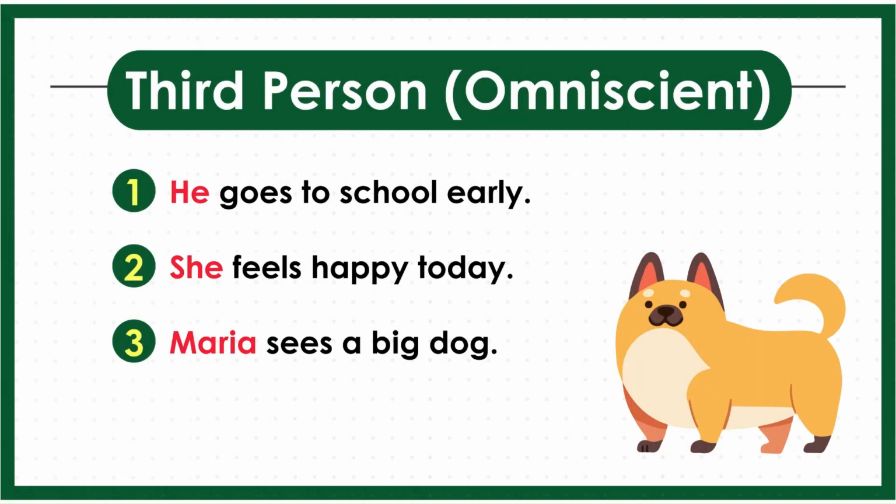Third person. He goes to school early. She feels happy today. Maria sees a big dog. In these sentences, he, she, and Maria are examples of third-person point of view.